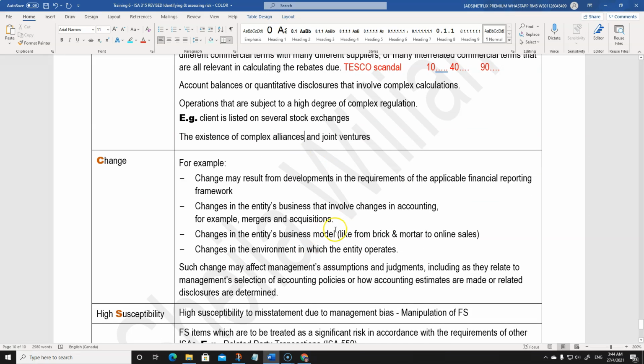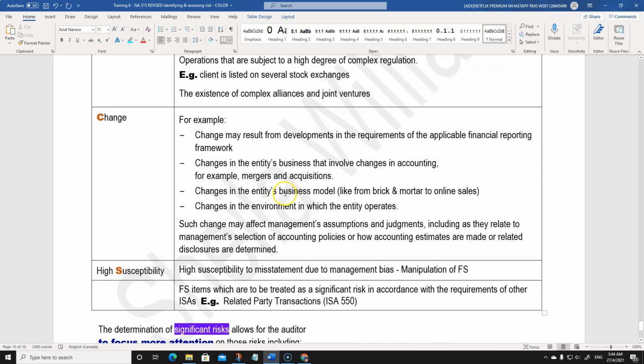Change. Any kind of change. Like one very simple change is you're a single company and suddenly there's an acquisition, then you become a group all of a sudden. Or changes in the accounting standards. Changes in the entity's business model. Like very common nowadays as a result of COVID, a lot of shops are closing down because everybody is buying online. So whenever you've got changes like that, there would be problems in the area of revenue recognition.